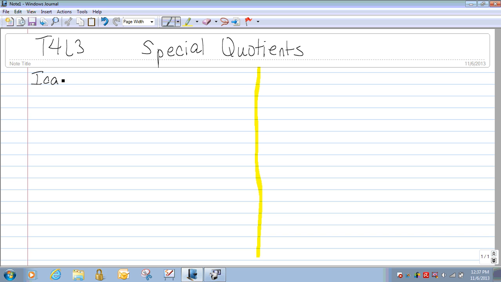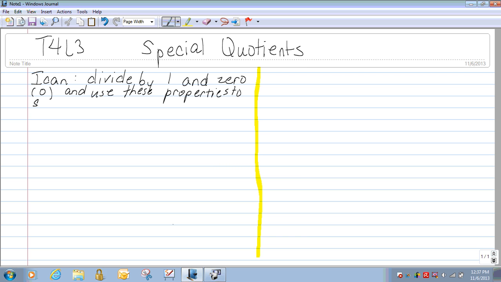At the completion of this lesson, you should be able to, I can statement: I can divide by 1 and 0 and use these properties to solve real-world problems.